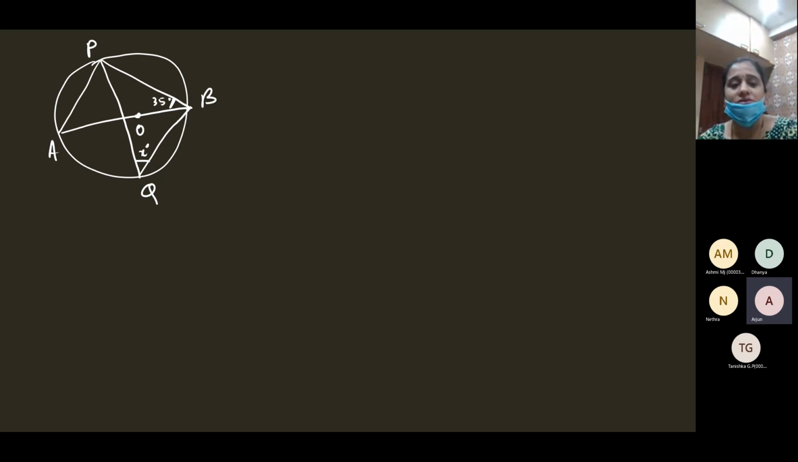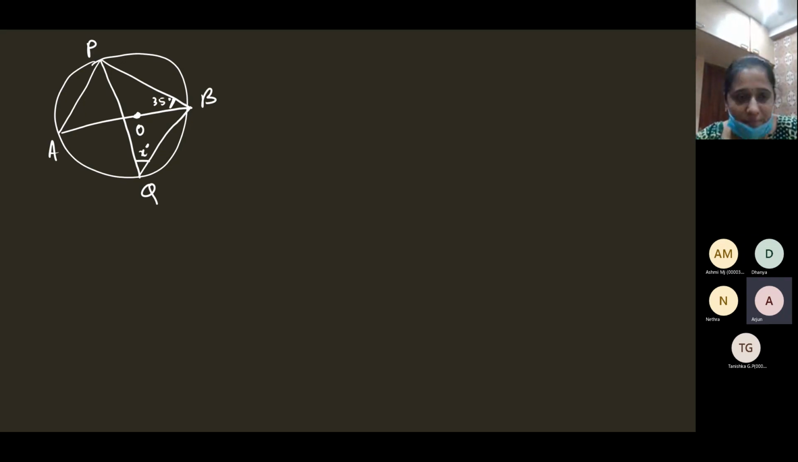Is PQ the diameter? No, ma'am. It does not pass through center O. PQ is not the diameter. PQ does not pass through the center O. PQ is a chord. See, I've not marked this. I've taken a different point. This is O. The intersection is not O.